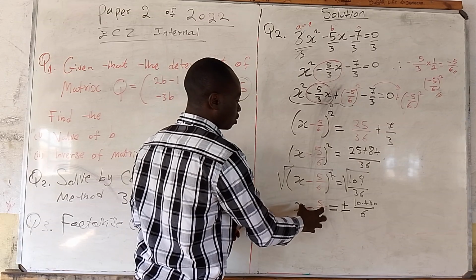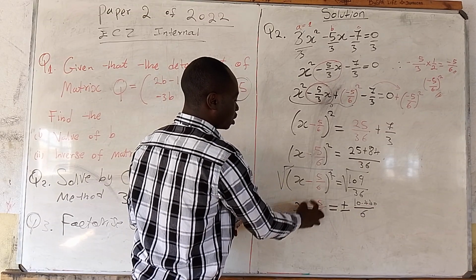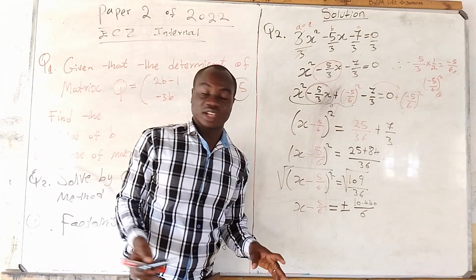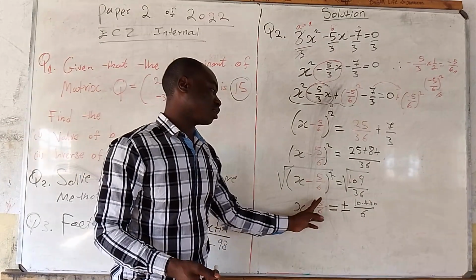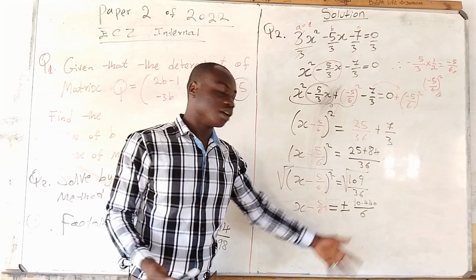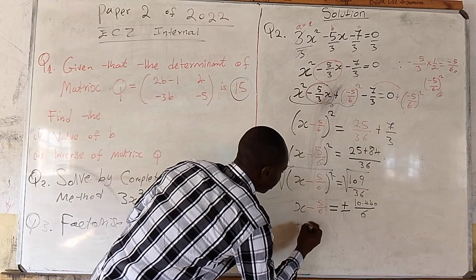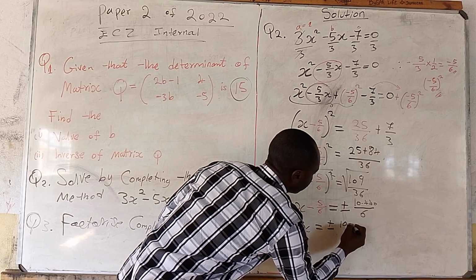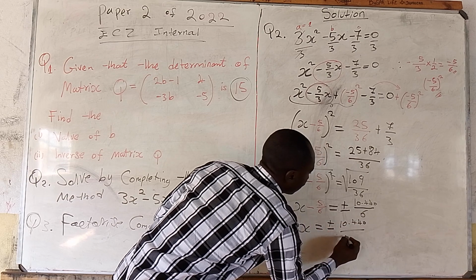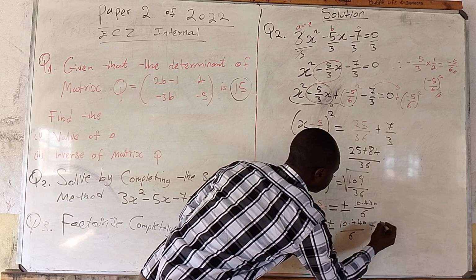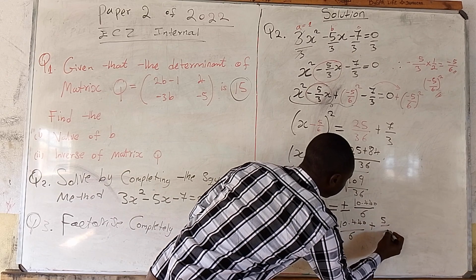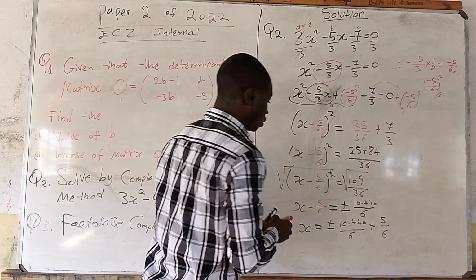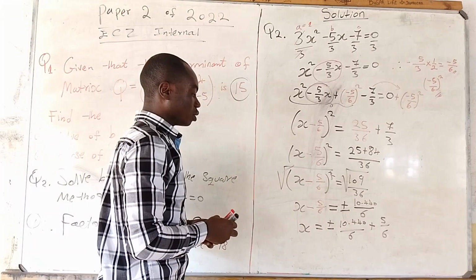Now, again here we need to add to both sides of the equation the additive inverse of negative 5 over 6. Most of you say negative 5 over 6 goes to the other side so that it becomes positive. Okay? So we have x is equal to positive or negative 10.440 over 6, plus 5 over 6.